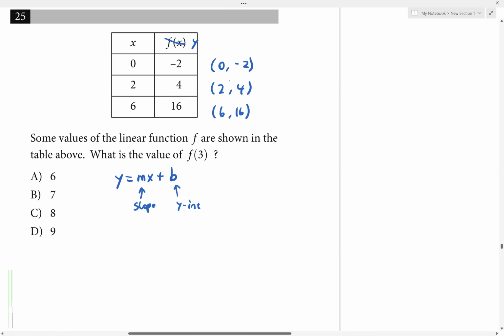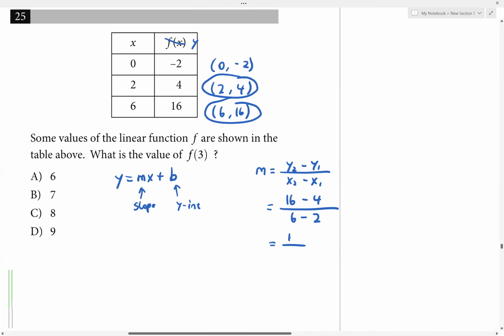To solve for slope, we can pick any 2 points and plug into the slope formula, which is y2 minus y1 over x2 minus x1. Let's say we pick the second and the third point. We get y2 minus y1 will be 16 minus 4 over x2 minus x1 will be 6 minus 2. That will be 12 over 4, which is just 3, right? So the slope is 3.